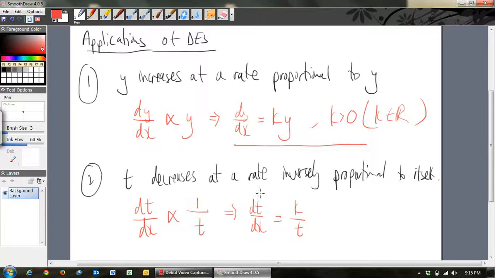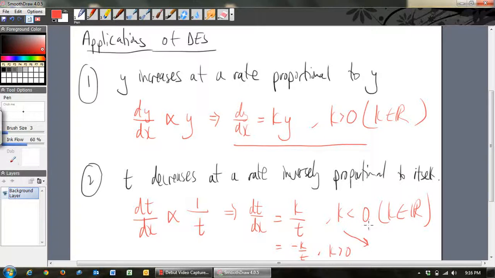Okay. Now, because t is decreasing, that means that this derivative should be negative. And so what we'll get is k will be less than 0 for some real k. Okay, because it's decreasing, the rate is going down. It's going downwards, so this derivative will need to be negative, so k will need to be negative. The other way you could also write that is negative k over t, where k is greater than 0.